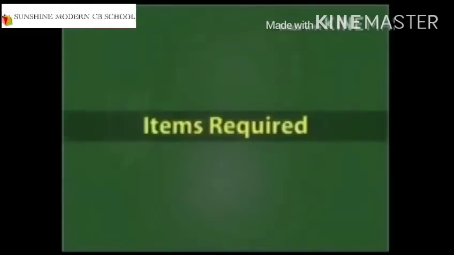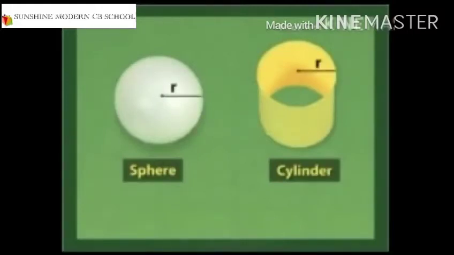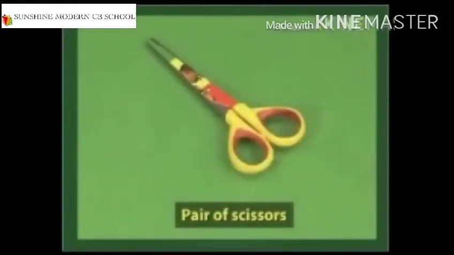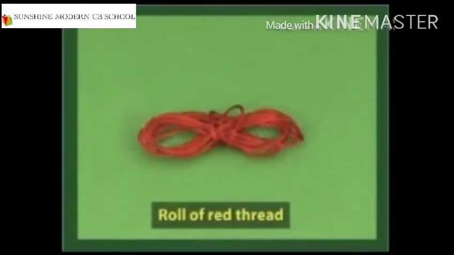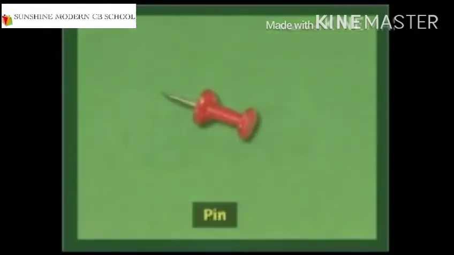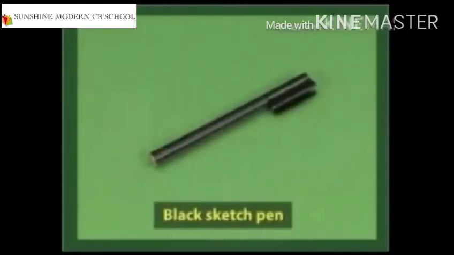terms of its radius. For the activity, we need a sphere and a cylinder of equal radius. The height of this cylinder should be equal to the diameter of the sphere. We also need a pair of scissors, a roll of orange and red thread, a pin, a cutter, and a black sketch pen.